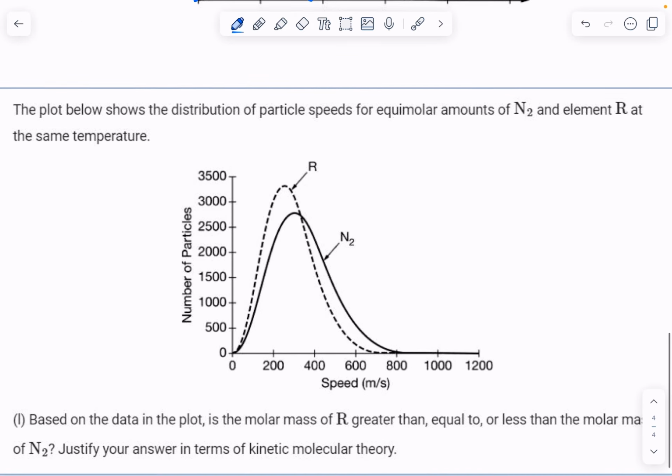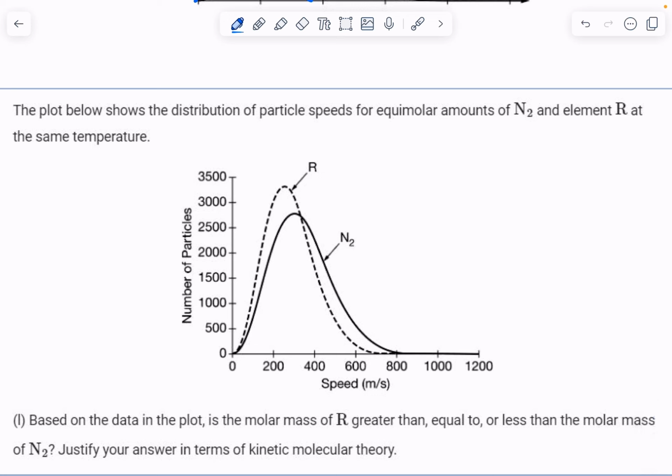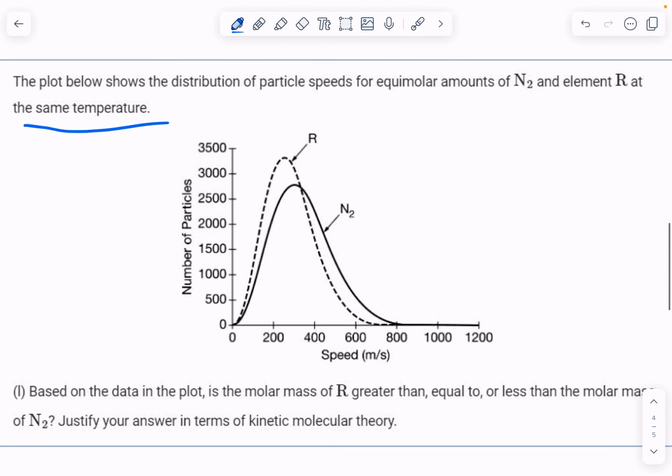Okay, finally, the plot shows the distribution of particle speeds for equimolar amounts of N2 and element R at the same temperature. That's important when you have the same temperature. Based on your plot, is the molar mass of R greater than, equal to, or less than the molar mass of N2? Well, since there's been a shift to the left, that means there are more molecules moving at slower speeds. So I would then say that for molecule R, the molar mass will be greater than. These are heavier molecules because they are moving at slower speeds.